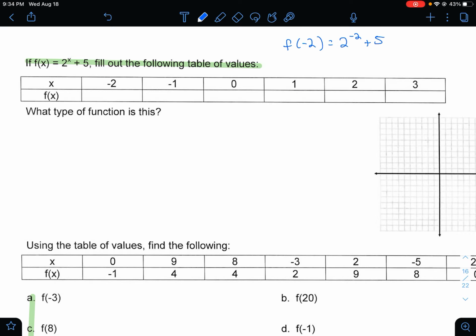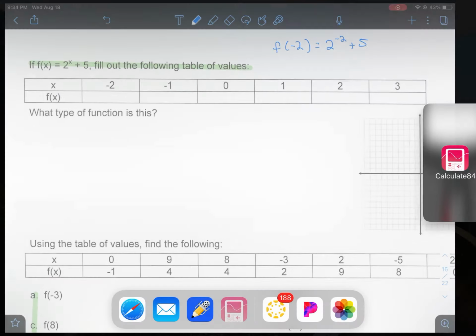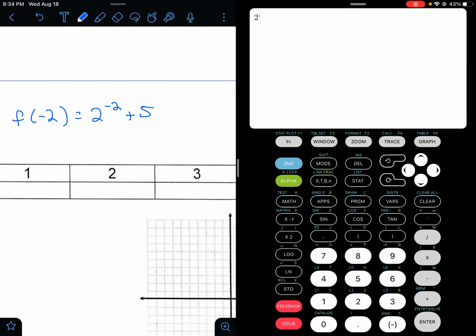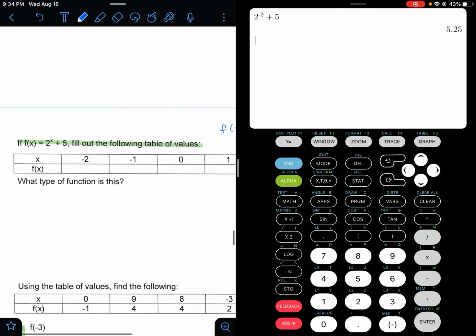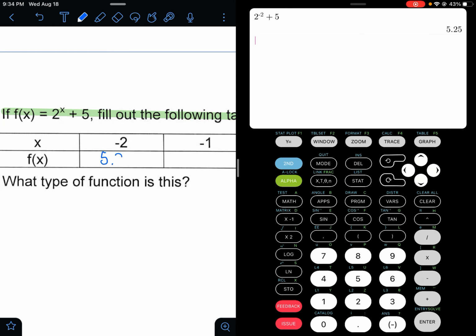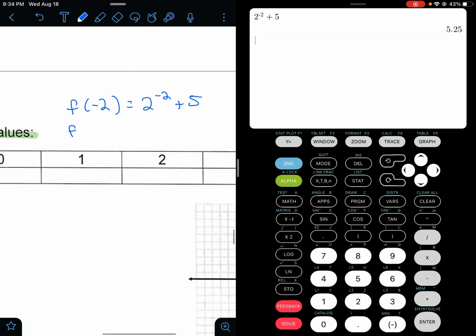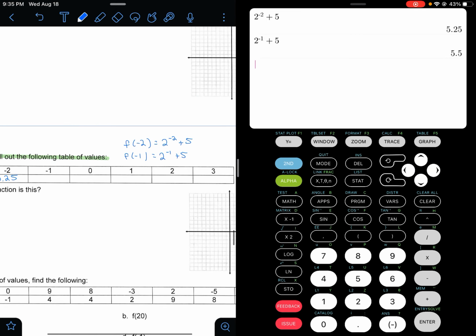Now, for simplicity's sake, I'm going to go on my calculator to show you guys how to plug this in. So I'm going to do 2 to the power of negative 2. Notice how I use the negative sign, not the subtraction sign. And then I add 5. So I got 5.25. All right. So then I'm going to do f of negative 1. So to find f of negative 1, I'm going to do 2 to the power of negative 1 plus 5. Notice I'm just replacing where that x is. So 2 to the power of negative 1 plus 5 is going to give me 5.5.